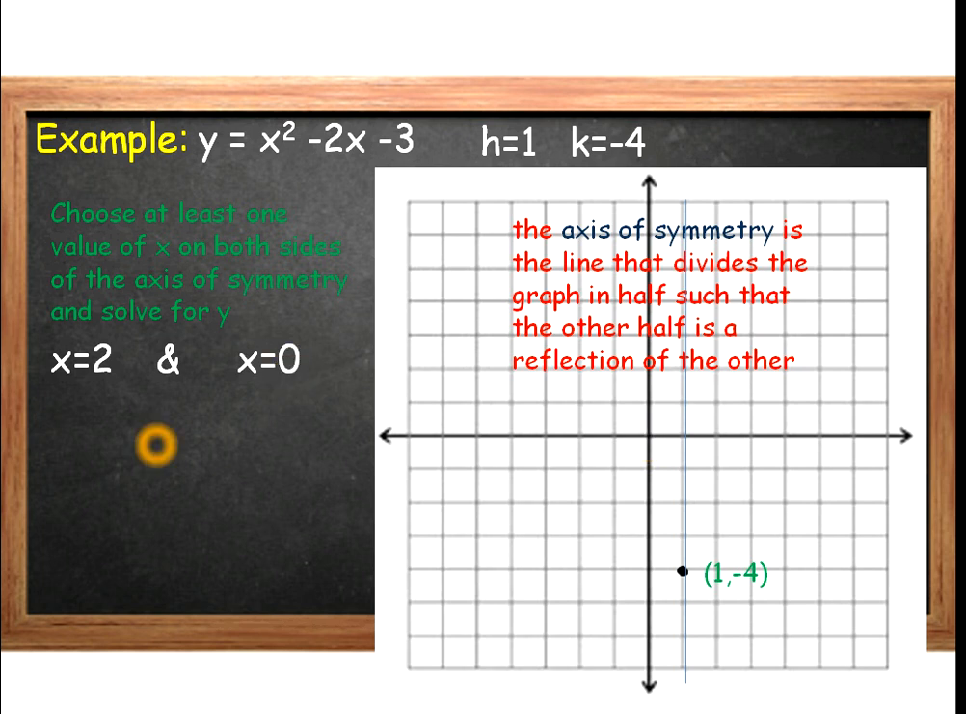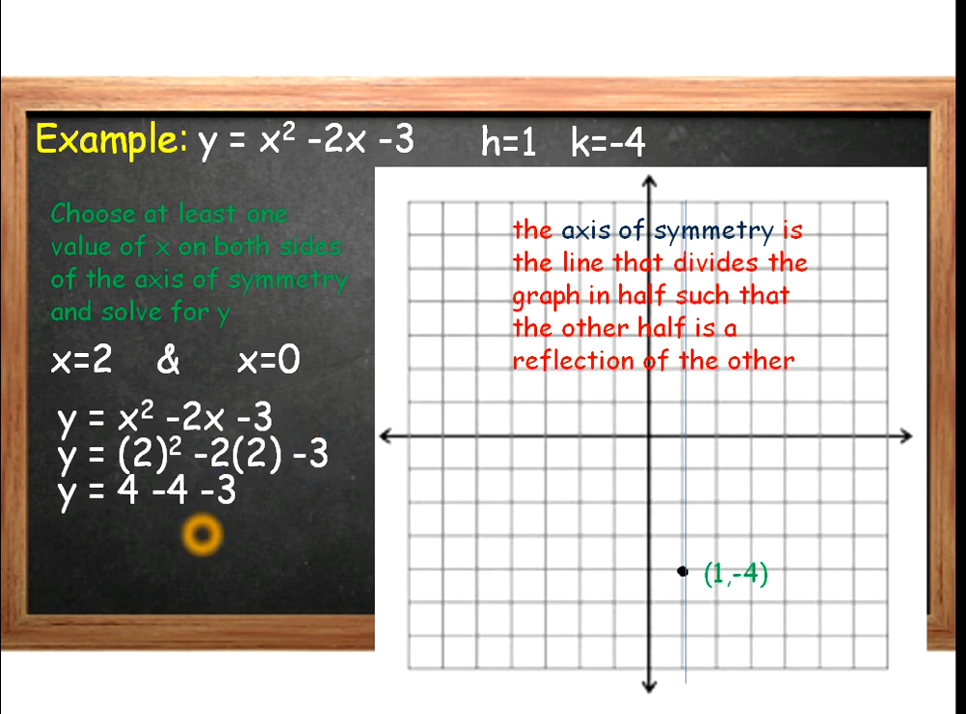Now solving for the value of y, if x is 2, let's substitute 2 as the value of x. That will be y is equal to 2 squared minus 2 times 2 minus 3. Simplifying, we will have y is equal to 4 minus 4 minus 3, or the final answer will be y is equal to negative 3. We now have the coordinate (2, negative 3) as our second point.